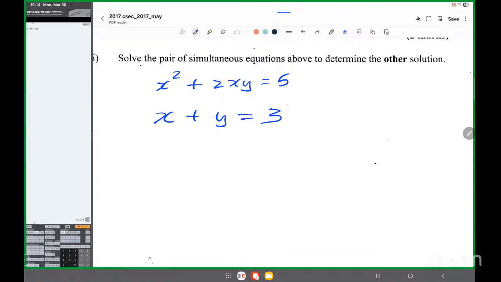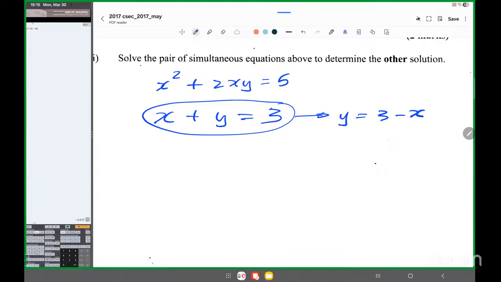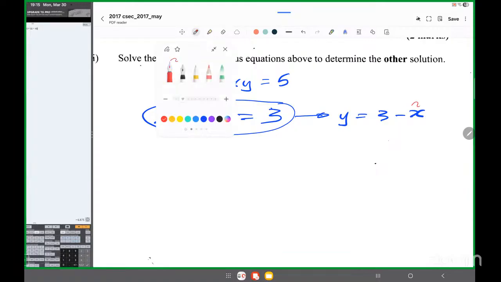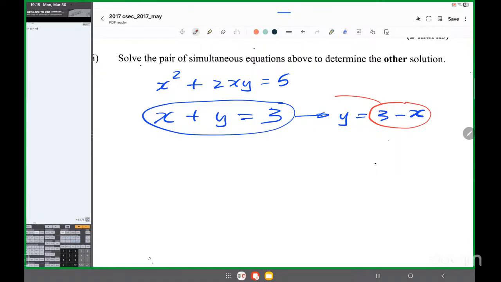So for this equation, you can transpose it and make y the subject. So y equals 3 minus x. I'm going to substitute the 3 minus x into the curve equation for the y right here, because the y is the same on the line and the curve at the points of intersection. So that's how we substitute the line into the curve. So sub for y the line into the curve.